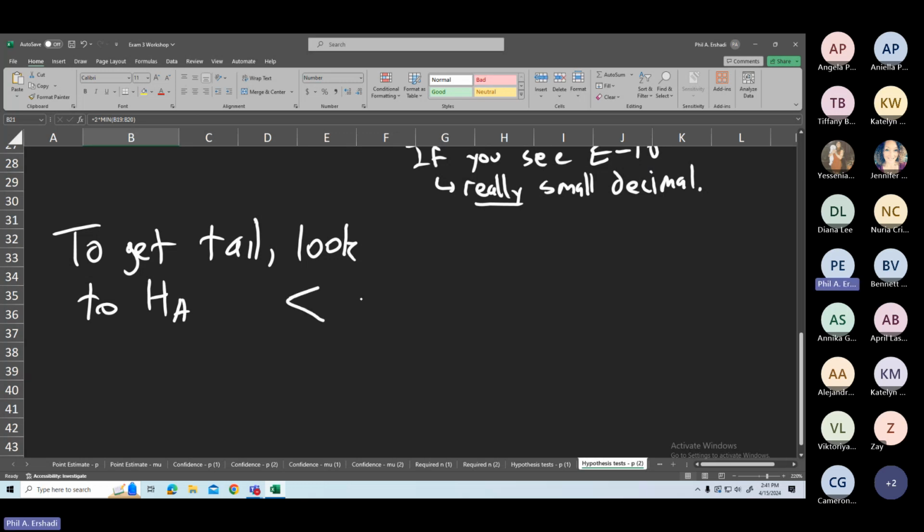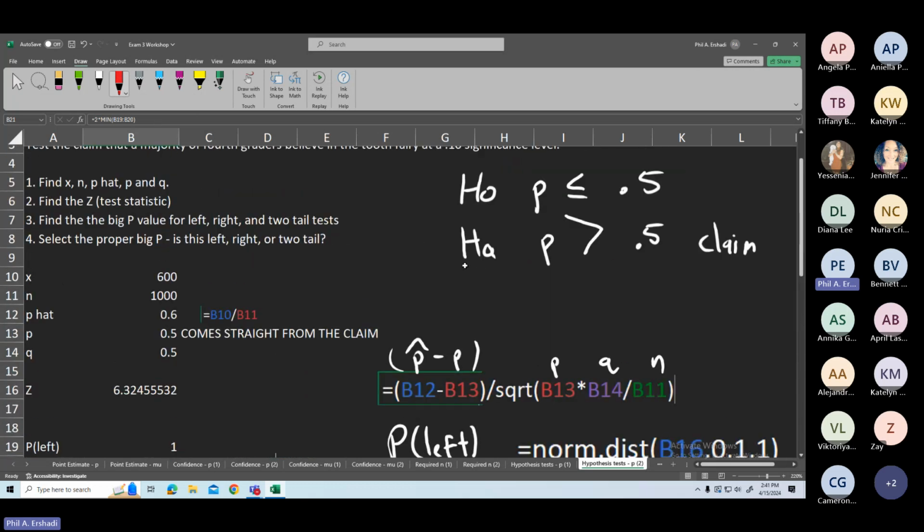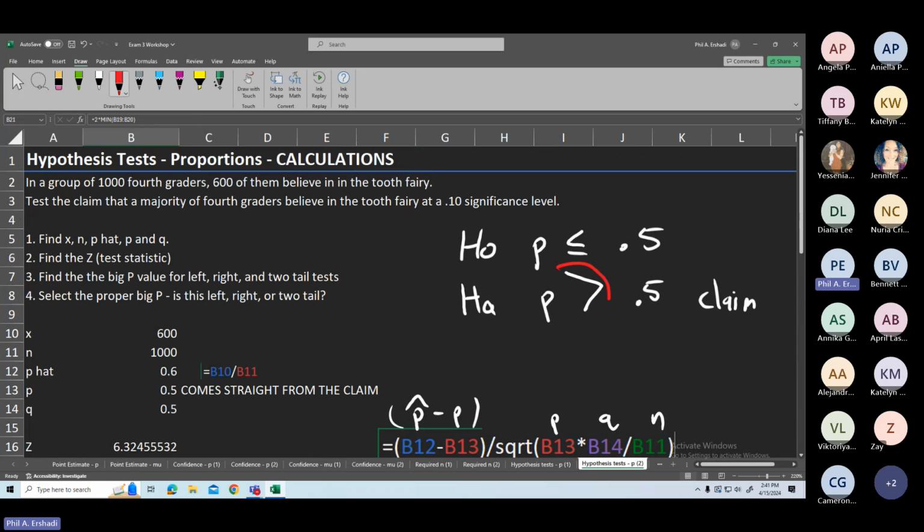If you see less than, that means left. If you see greater than, that means right. And if you see not equal, that is two tail. Now, as you said, it is indeed right tail, and the reason for that is because the alternate said greater. Greater means right tail. All right, with that in mind, let's go to the next part.